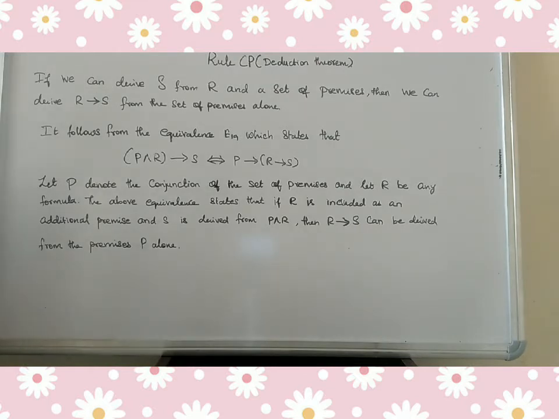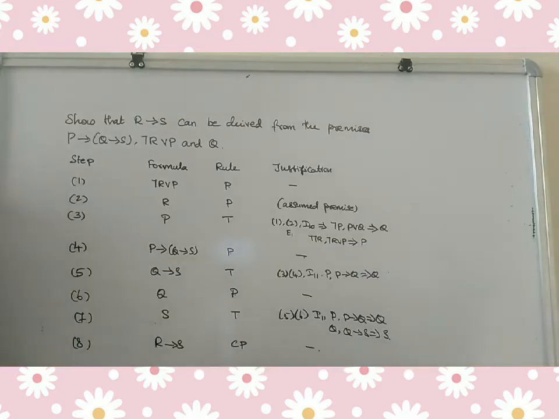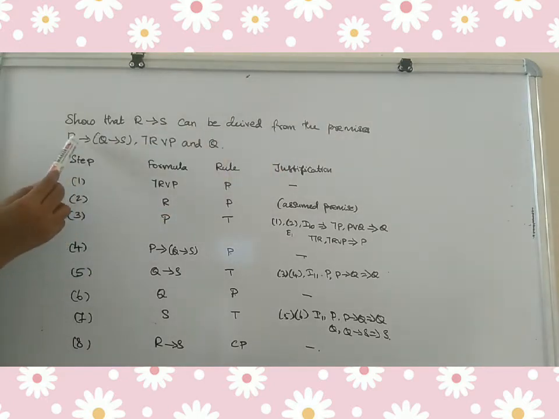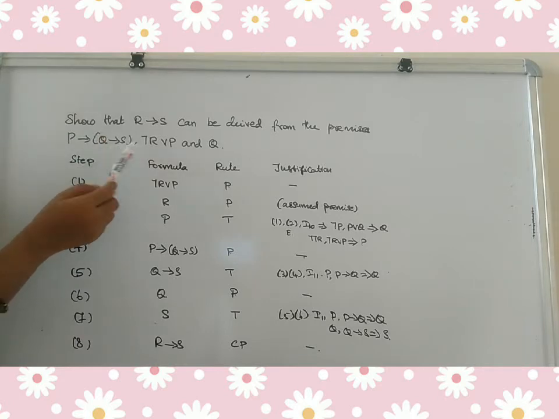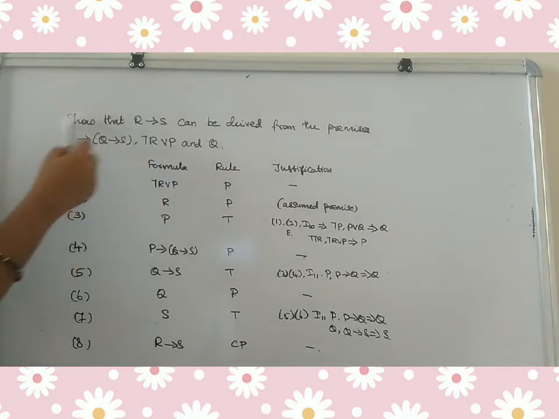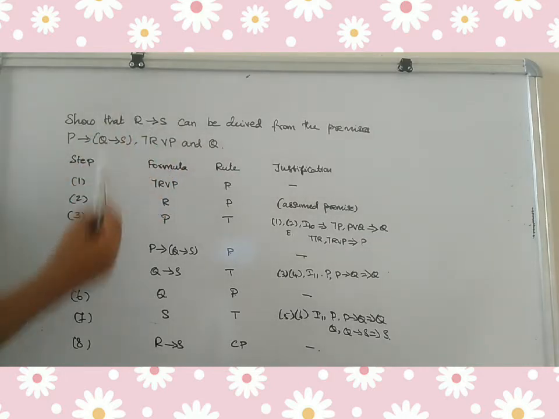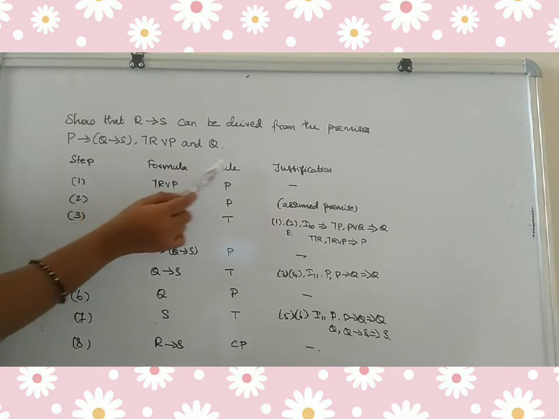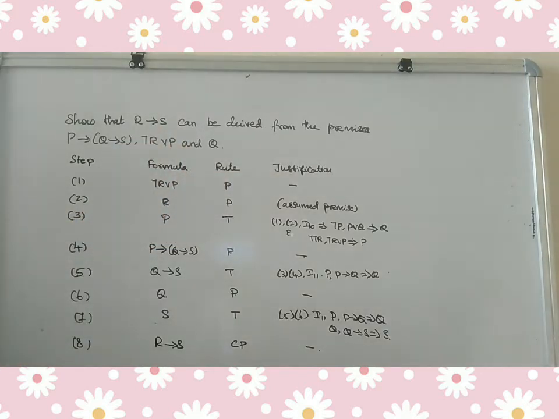Let's see an example for this. Show that R conditional S can be derived from the premises P conditional, considering this as a whole term, Q conditional S, and then negation R, P and Q. From these premises we are going to derive this. As usual I am just going to tabulate it. So step, formula, rule and justification, I have written here.